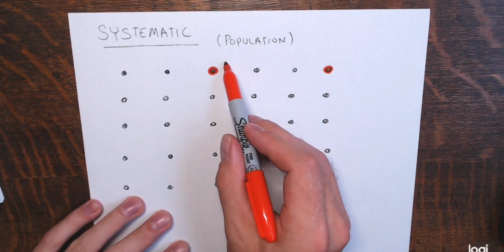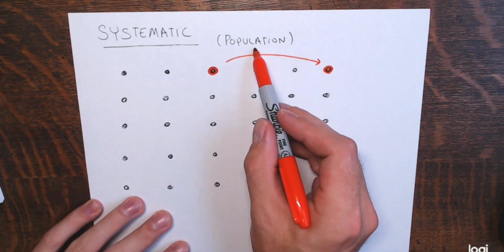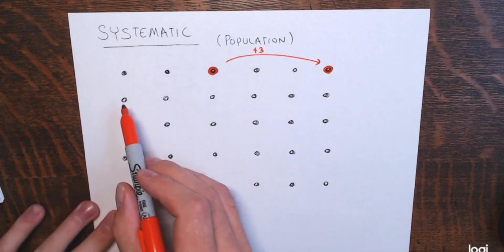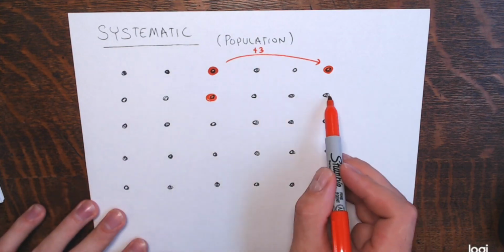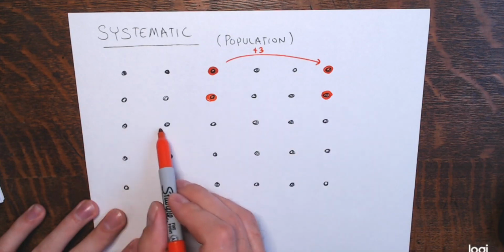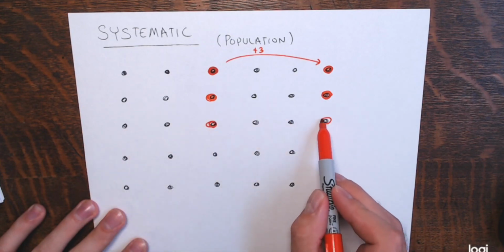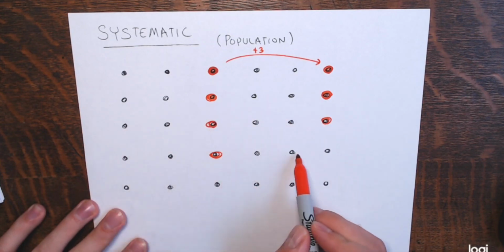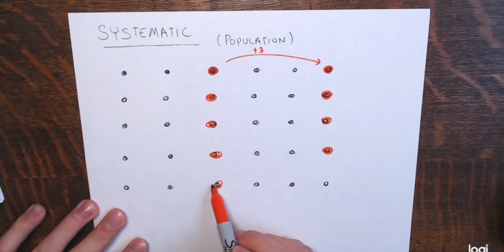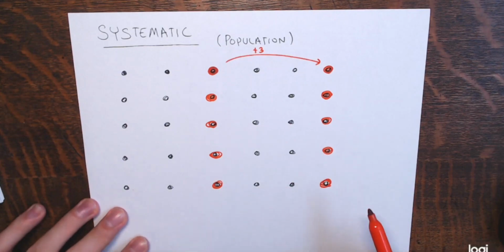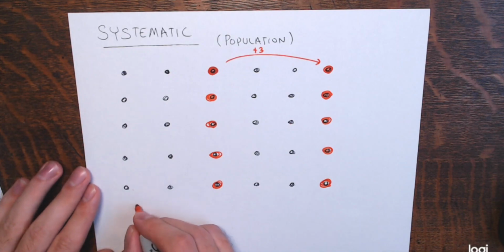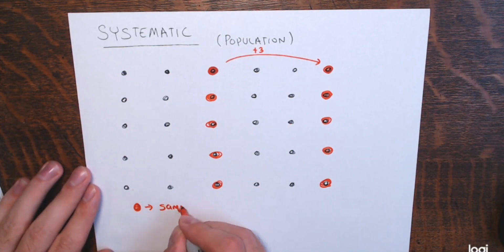So this is plus 3, right? Every third, and then 1, 2, 3, do it again. 1, 2, 3, do it again. There, and 1, 2, 3, and so on across the rest of the dots. And it's every third, right? And all these orange dots make up the members of my sample.